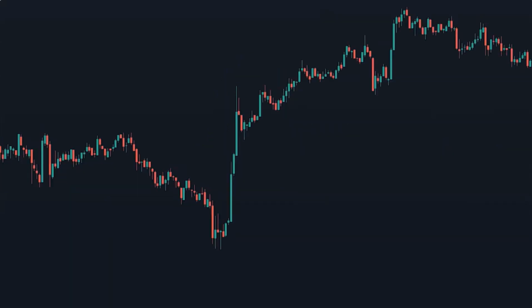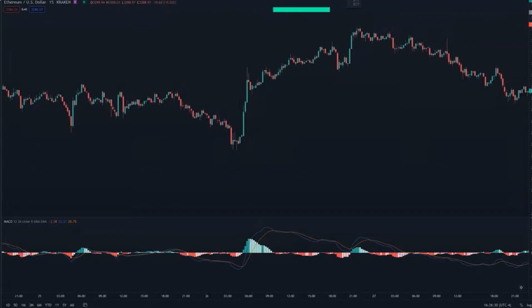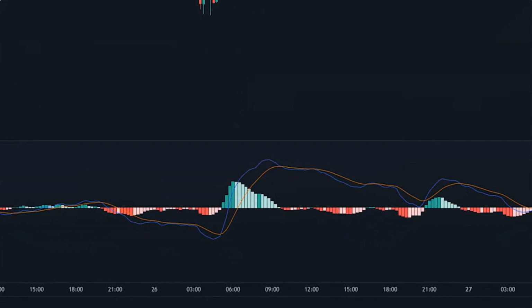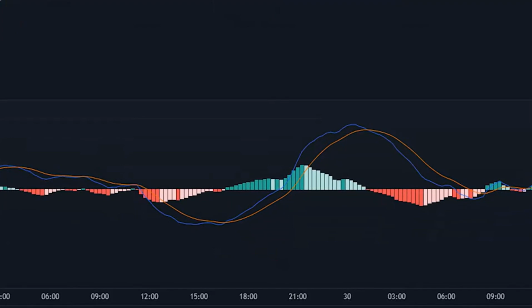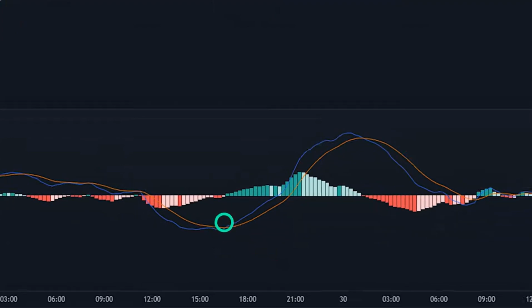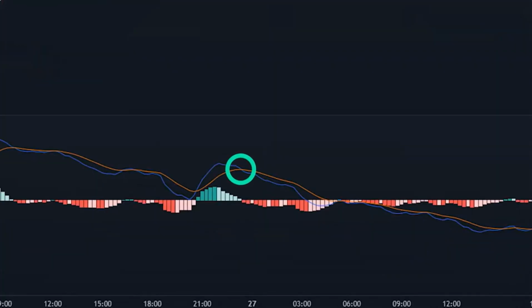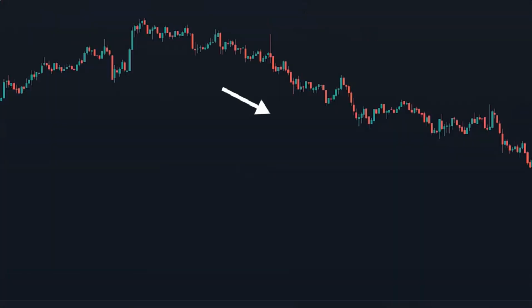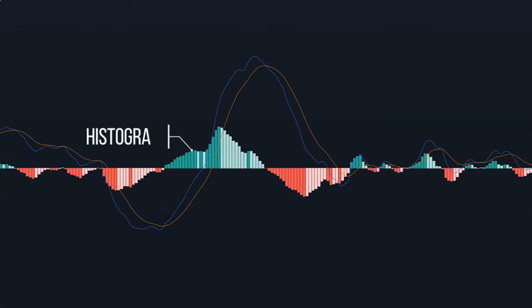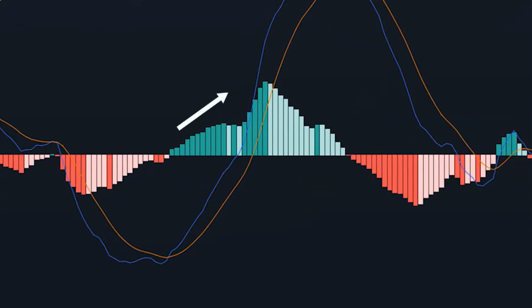The MACD indicator is insanely good at finding trends in markets. How you can tell if a chart is about to have an upward trend is by looking for a cross upwards between the MACD line and the signal line. For example, here the MACD crosses above the signal line, indicating the chart is in an upward momentum. And here the MACD crosses below the signal line, indicating it's in a downward momentum. You can also use the histogram to indicate how much momentum there actually is. So if the histogram is getting bigger, that means there is an increase in momentum. If it's getting smaller, there's a decrease in momentum.